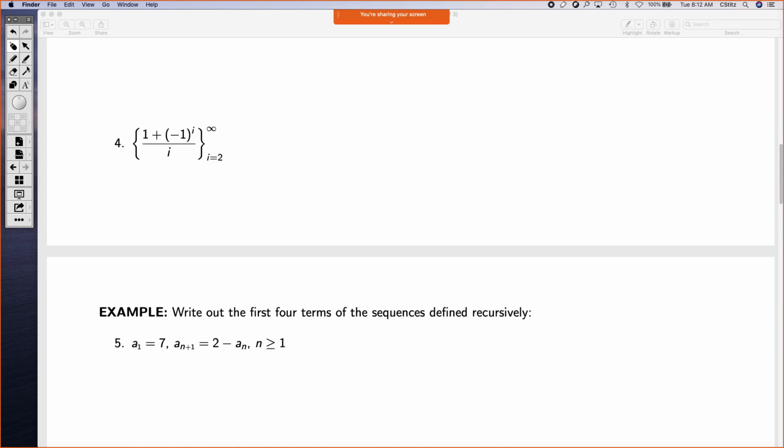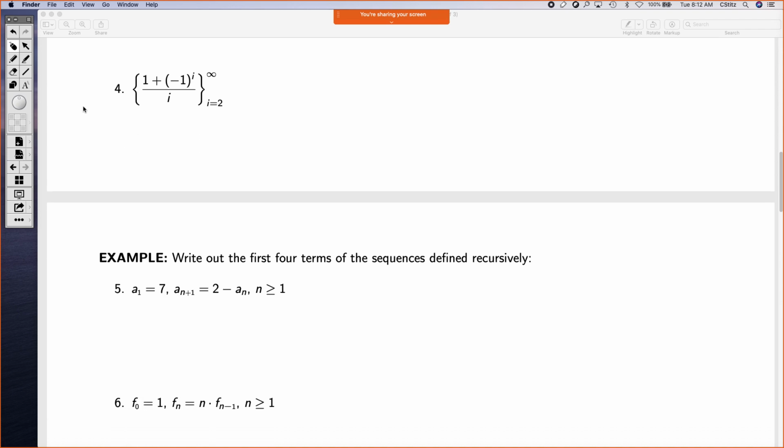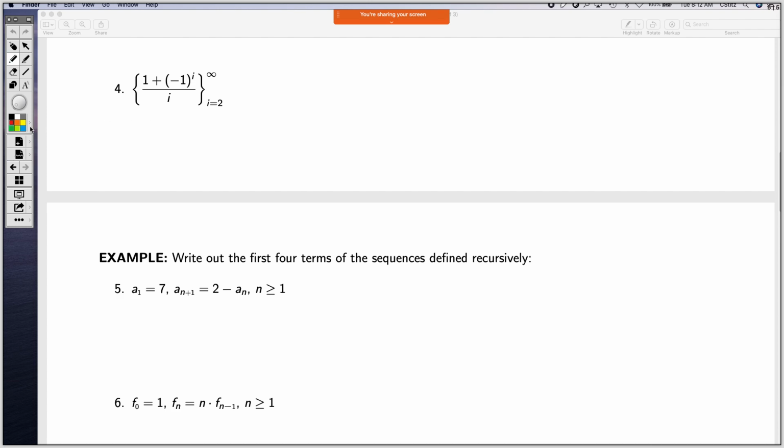Number 4 is an interesting one. So once again, here we're using i as the index or the counter here. So this is different than the square root of negative 1. Here we're starting i goes from 2 to infinity. 1 plus negative 1 to the i power over i.